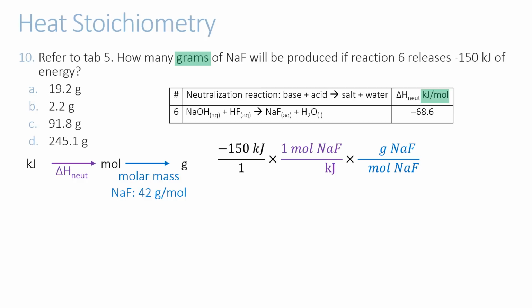So 1 mole of NaF from the balanced equation releases 68.6 kilojoules, and 1 mole of sodium fluoride weighs 42 grams. So this gives us 91.83 grams of sodium fluoride. So the best choice is choice C.